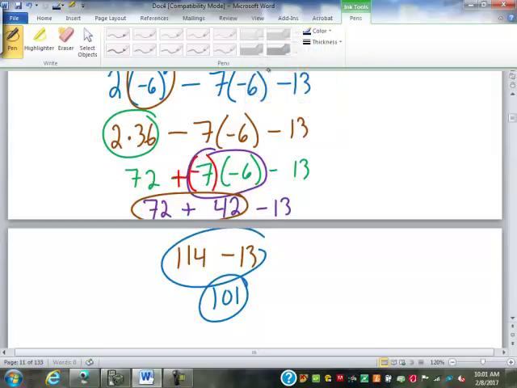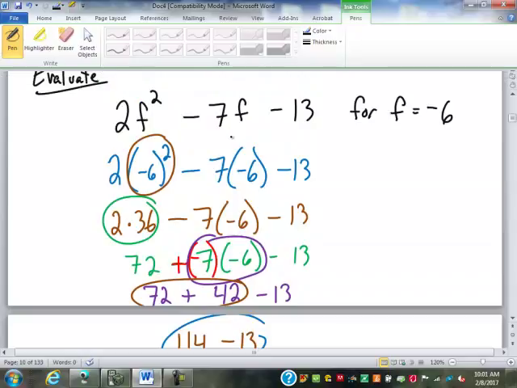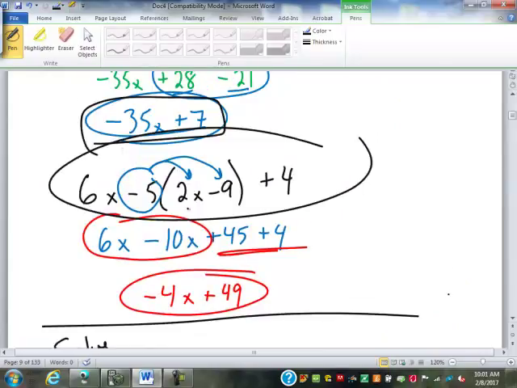Perfect. Any questions? Okay. How do you know when the enclosing symbols are just to separate and not? If there's only a single number in it, that means it's just to separate it. The other time is if it's like up here, I can't do anything in here with that 2x minus 9. So that's not an enclosing symbol. So there's nothing I can do inside of it. So if there's nothing that can be done inside of it, it's not an enclosing symbol.